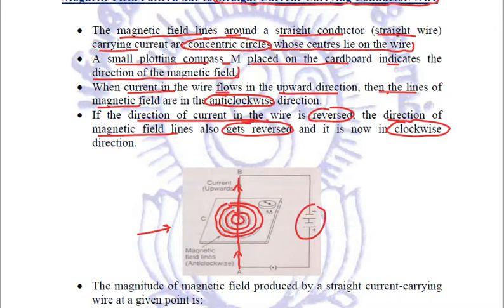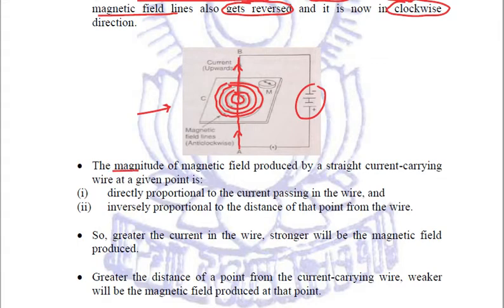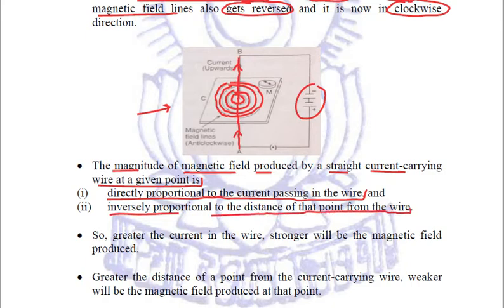right? If we talk about the magnitude of the magnetic field which is produced by a straight current carrying wire at a given point, the magnitude of magnetic field is directly proportional to the current passing in the wire. More is the amount of current, stronger will be the magnetic field. And it is inversely proportional to the distance of that point from the wire. Means more is the distance from the wire, in that case lesser will be the strength of magnetic field.